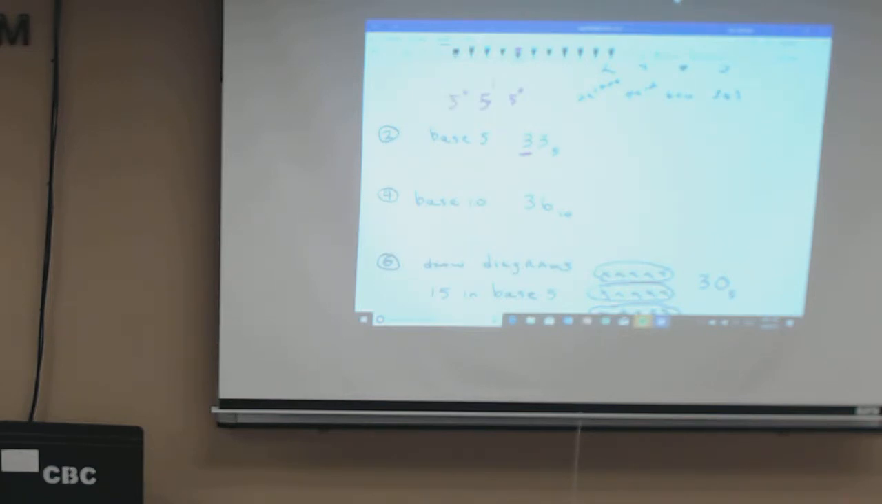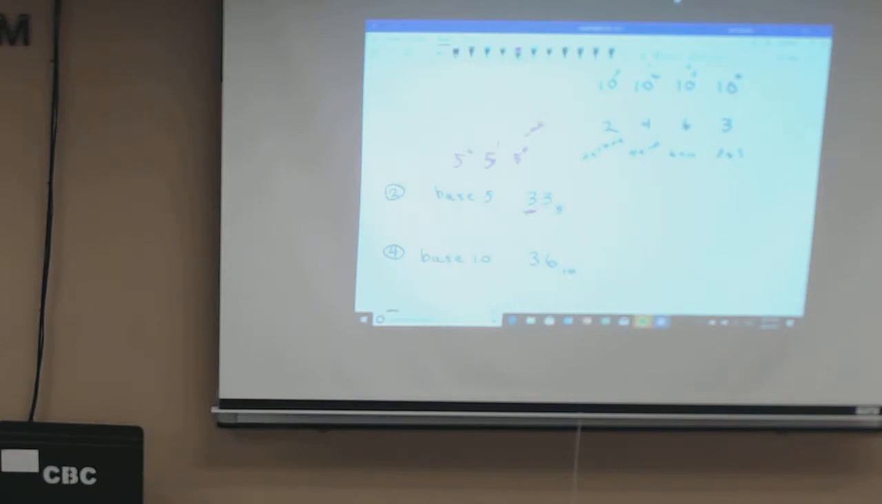Now this is where it gets tricky, because this is ones. That's just like in our system. But see, then this is 5s. And then what's 5 squared? You're not going to tell me. 25. So what I have here is 3 5s and 3 1s. You follow that? In the base 5. 3 5s and 3 1s in the base 5.